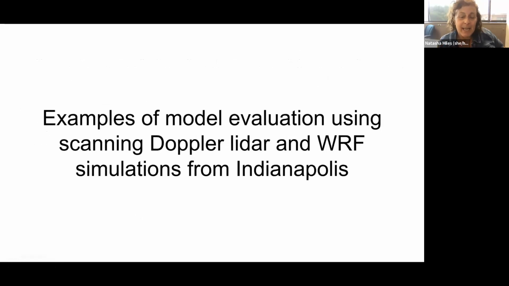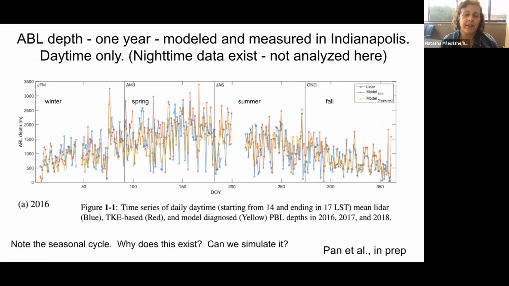Okay, some examples of the model data comparison from Indianapolis. Here we have day of year on the x-axis going for a whole year for 2016, and the y-axis is the atmospheric boundary layer depth. It's broken up into season, and you can see there's a pretty big seasonal pattern here, with the boundary layer depth higher in the summer. And then the different colors: the blue is the LiDAR, and the orange and the yellow are different estimates of the boundary layer depth from the WRF model.